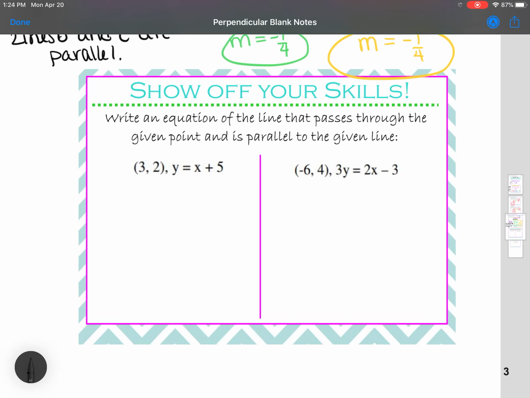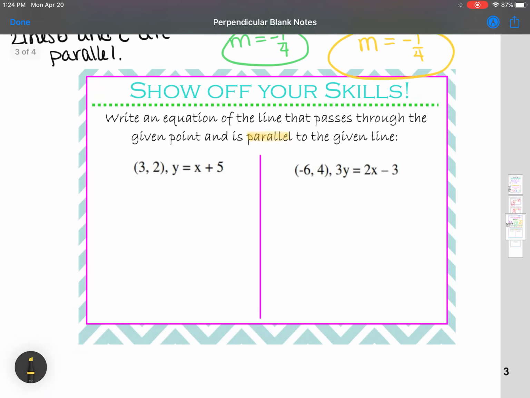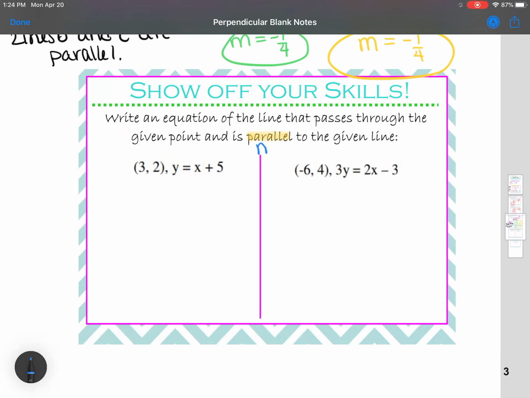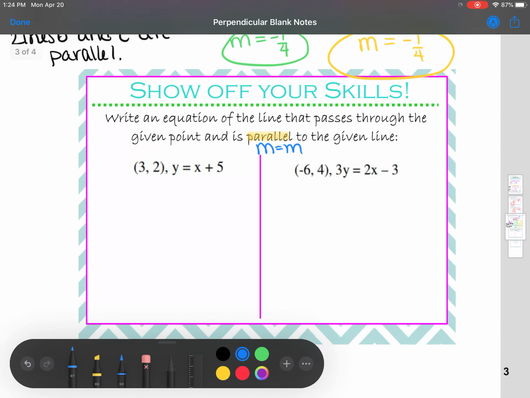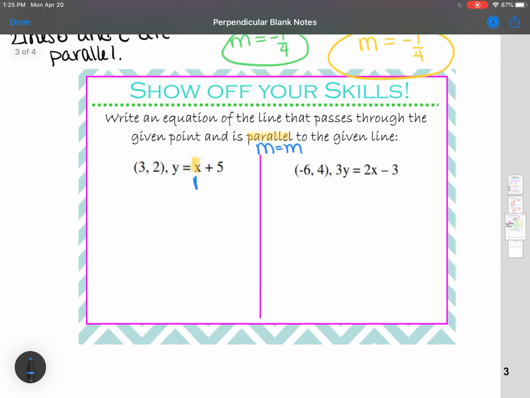Okay? Last part. Showing off our skills, write an equation of a line that passes through the given point and is parallel to the line. Parallel. So we want our slopes to be equal. M equals M. Just a reminder, slopes are equal in a parallel line. So, in my original here, slope M equals 1.